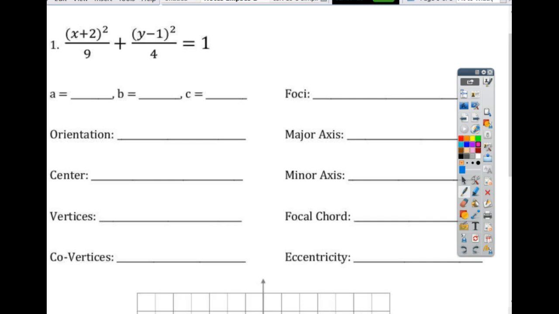So, okay, so listen. Which one has the biggest number underneath of it? The 9 is the biggest. It's under the x, so it's horizontal. So my a is 3. My b is 2.